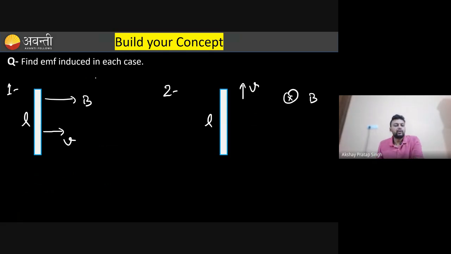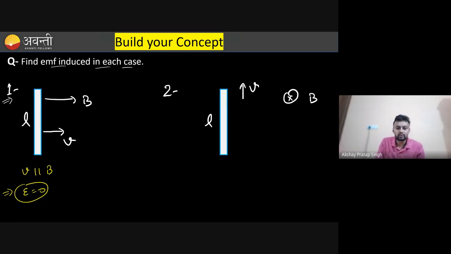Okay. You need to answer for the first question. Just answer for the first question. Find EMF induced in each case. So I am talking about the first. In the first case, can anyone see what will be the answer? Can you see one thing which is very much evident from this, that velocity is parallel to the magnetic field? Yes, we can see that. If velocity is parallel to the magnetic field, you can conclude that EMF will be 0. Clear?